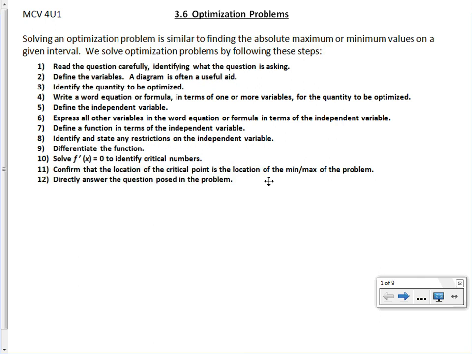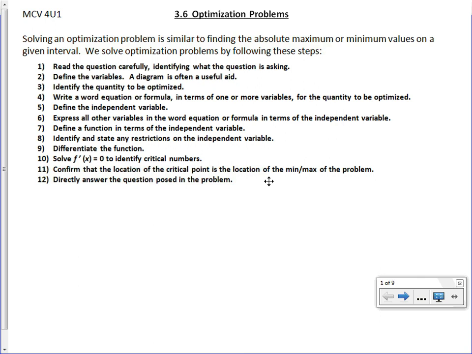Identify the quantity to be optimized. So what are you maximizing or minimizing? Area, perimeter, volume, surface area, cost, revenue. Write a word equation or formula in terms of one or more variables for the quantity to be optimized. If you don't do that part, it's not going to be the end of the world, but understanding in words what the relationship is is an important thing, or at least represent it algebraically.